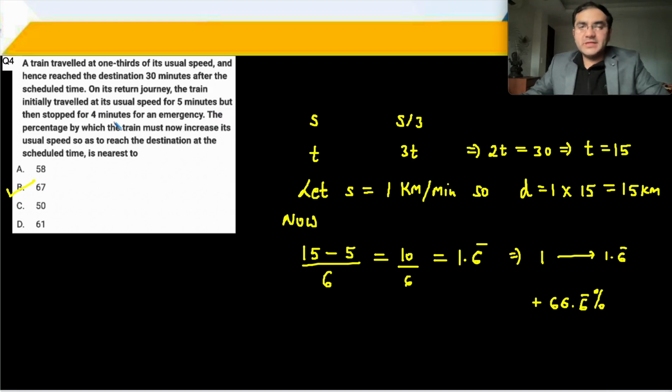And there was a 4-minute emergency. 5 plus 4, 9 minutes are gone, but he still wants to reach in 15 minutes. That's a remaining 6 minutes travel time. So 10 upon 6, 5 upon 3. Speed is 1.6 bar kilometers per minute. From 1 to 1.6 bar is an increase of 66.6 bar %, and that is your answer.